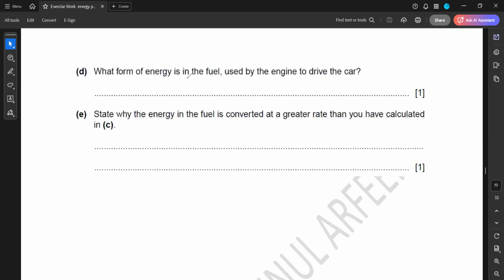What form of energy is in the fuel used by the engine to drive the car? So which form of energy is there in the fuel?